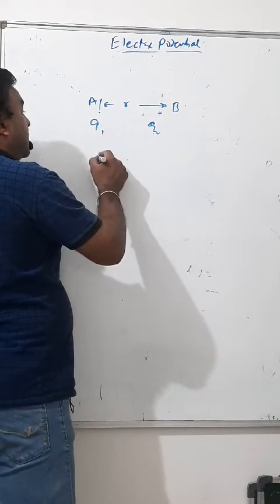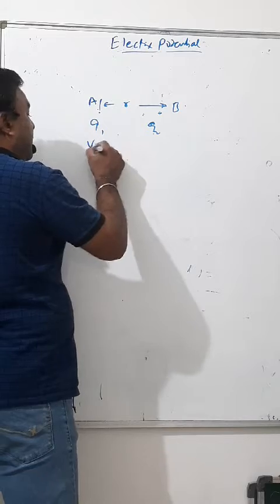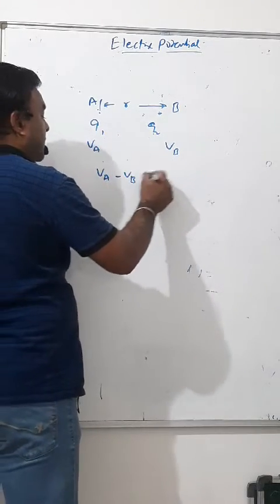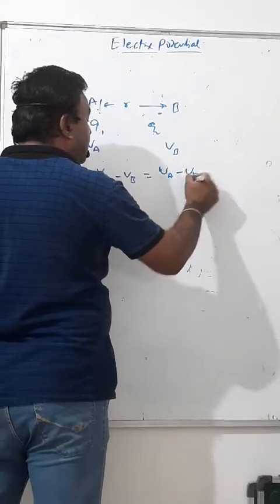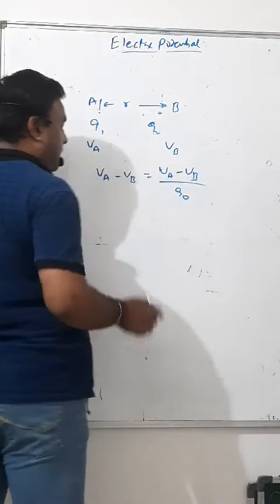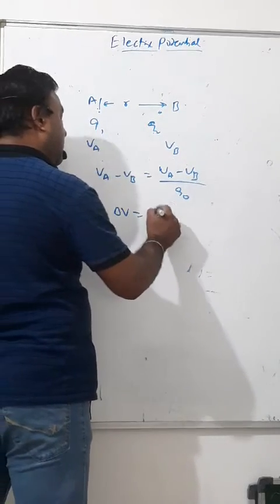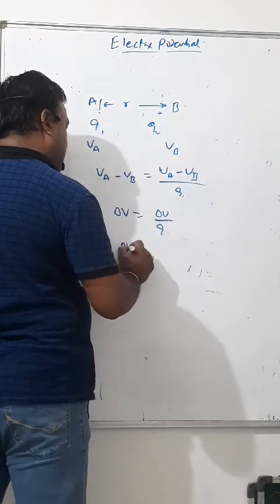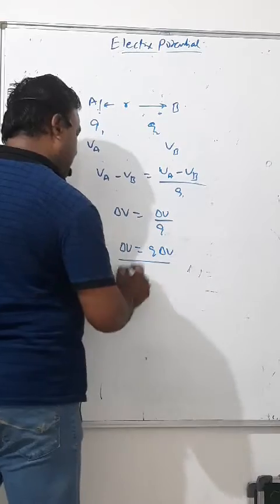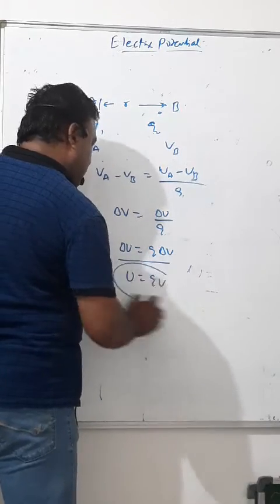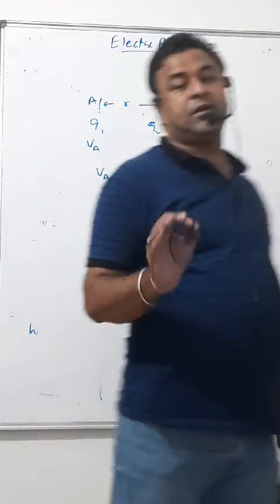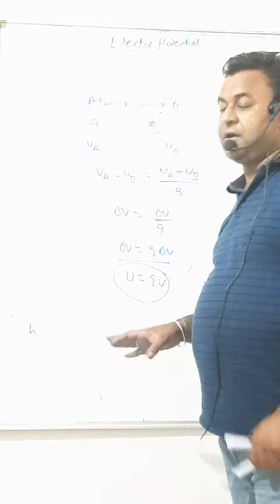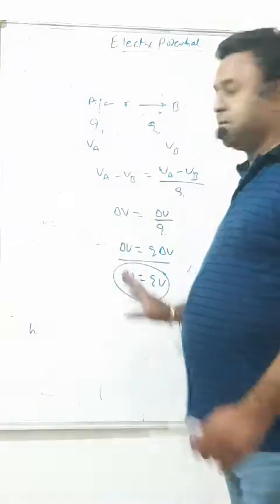Now, at A the potential is VA, at B the potential is VB. VA minus VB equals delta U by Q naught, or I simply say delta V equals delta U by Q naught, or simply write Q. Delta U equals Q delta V, or U equals QV. The potential energy acquired by any charged particle placed in any field where the potential is V is Q into V, that's it.